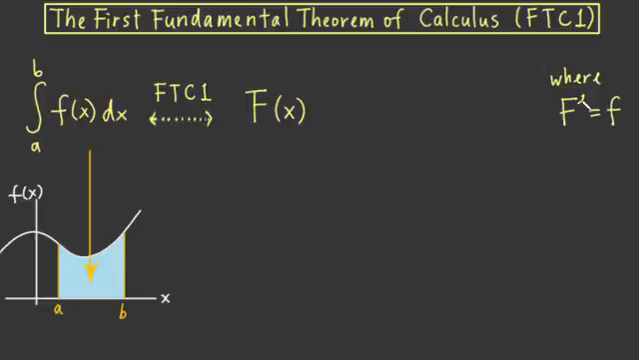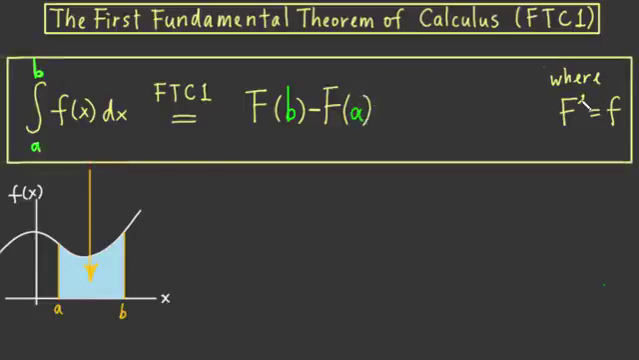Well, it says that the definite integral of a function small f from a to b is equal to its antiderivative, big F, evaluated at the upper limit b minus big F evaluated at the lower limit a.